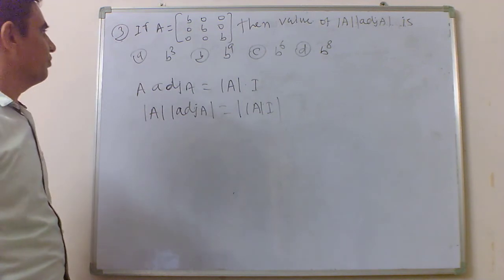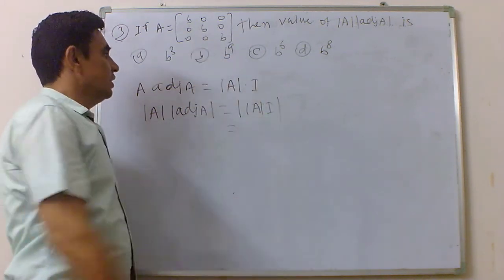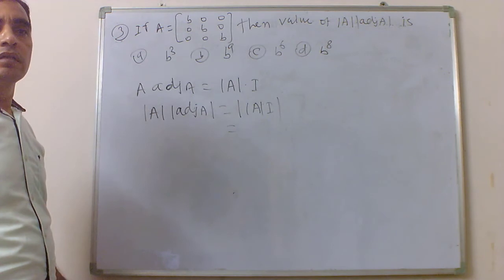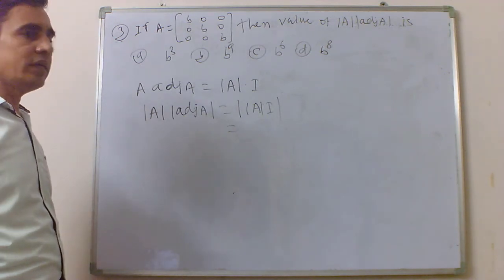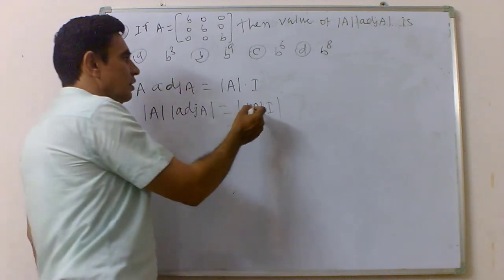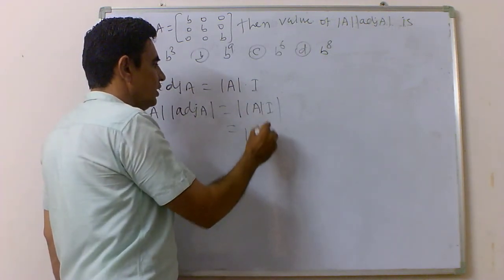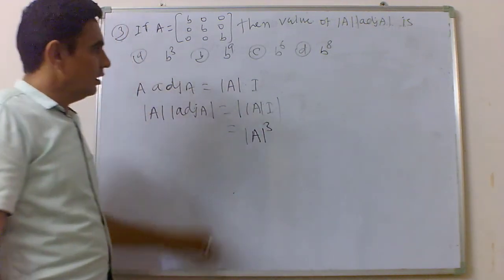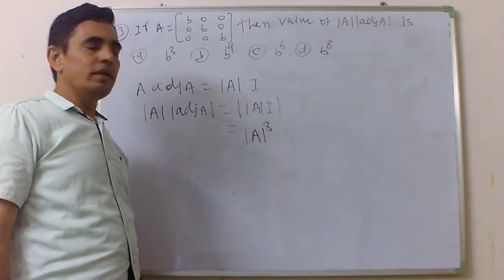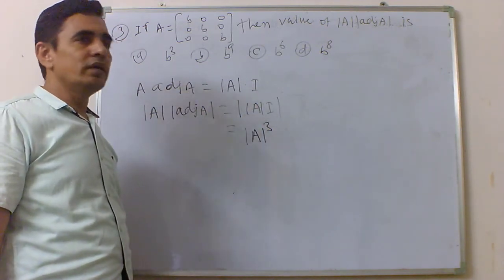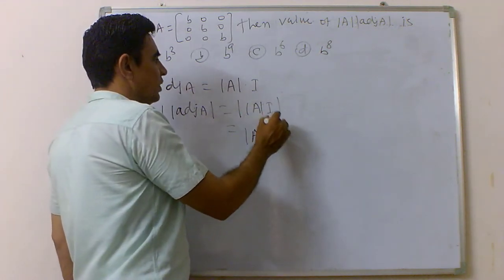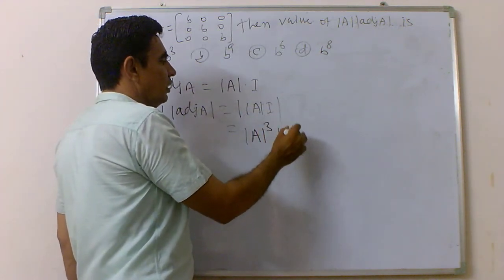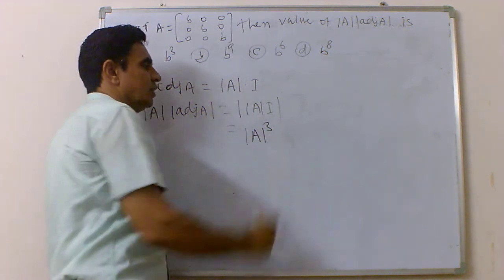See, here A is a matrix of order 3 by 3. Here I is also a matrix of order 3 by 3. We know determinant of A is raised to power 3. If A has order n, then determinant of A raised to power n is taken outside the determinant, then determinant of A raised to power n into determinant of I, which is 1.